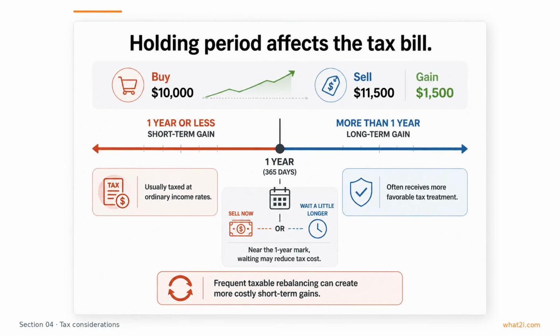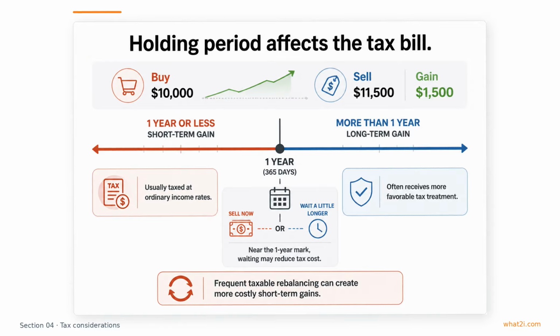Holding period also matters because it changes how gains are typically taxed. Investments held for 1 year or less usually produce short-term capital gains, which are generally taxed at ordinary income rates. Holdings kept for more than 1 year usually qualify for long-term capital gains treatment, which is often more favorable. This means a taxable rebalance done too frequently may generate more costly short-term gains.